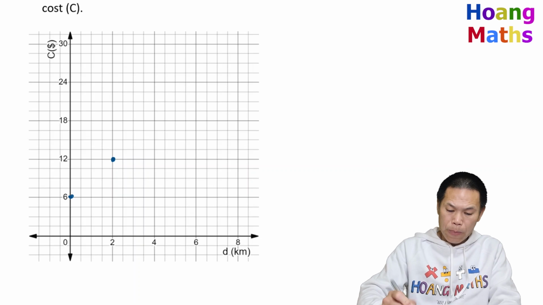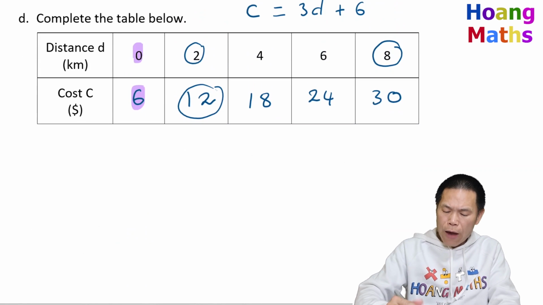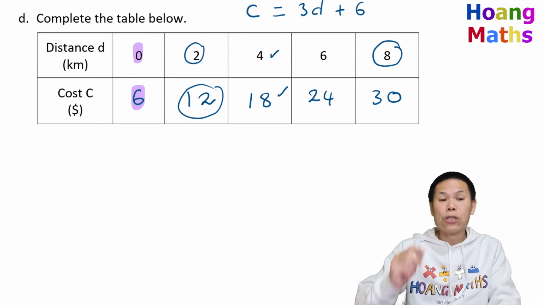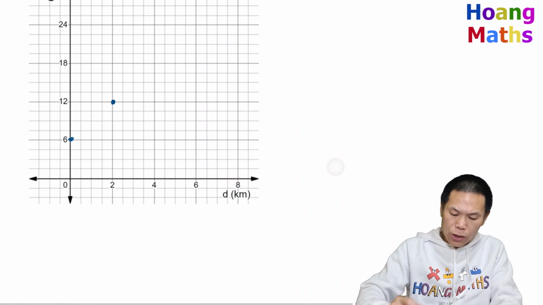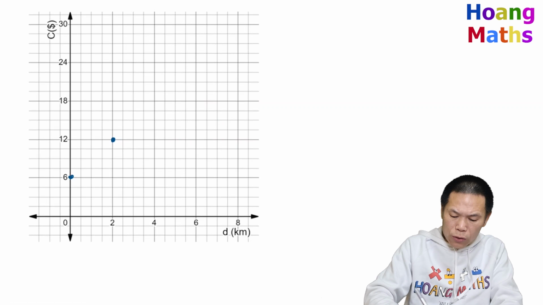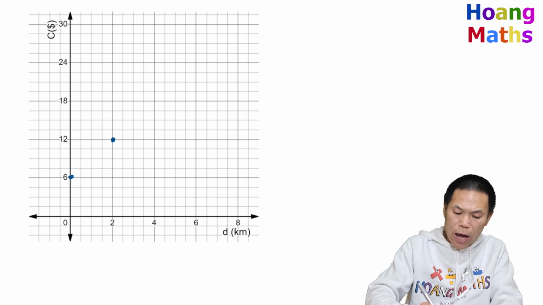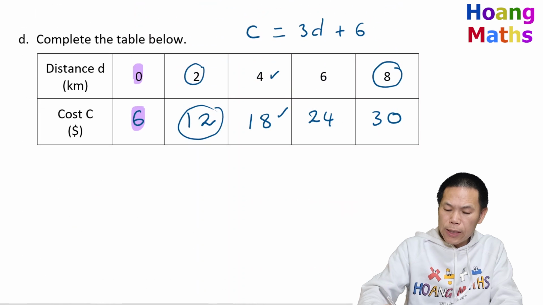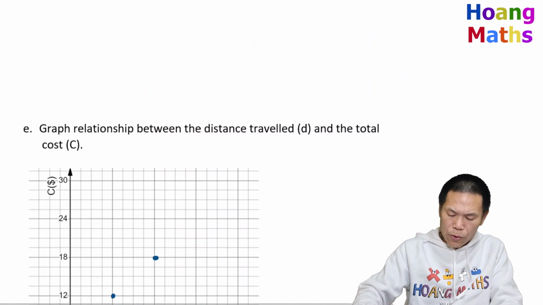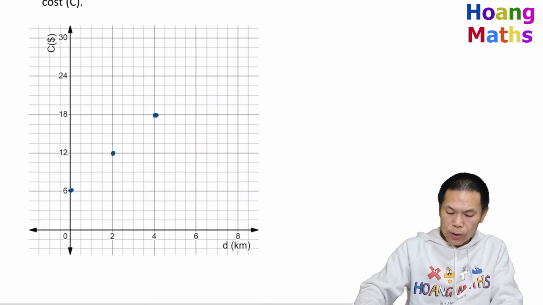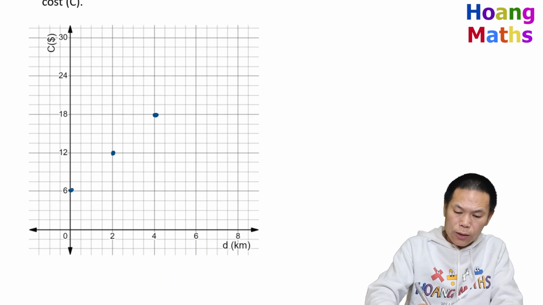There you go. And now we have 4, 18. So d is 4, C is 18. So we start from 0, 0. We cross 4 horizontally and we go up 18. And when d is 6, C is 24. So 6 kilometers will cost $24.